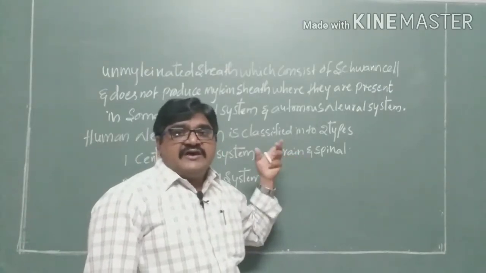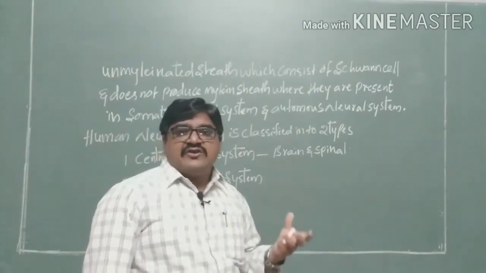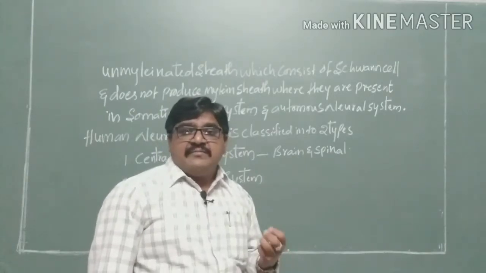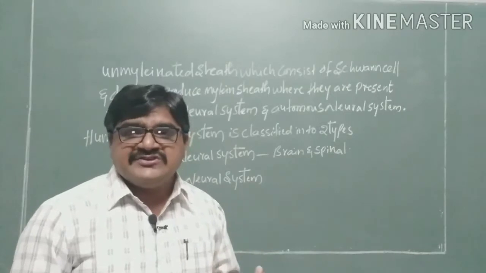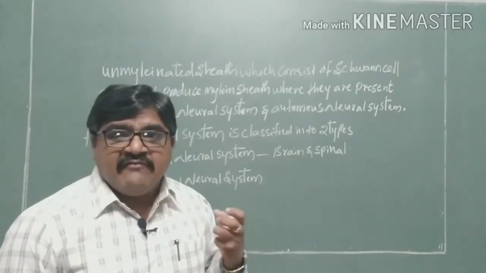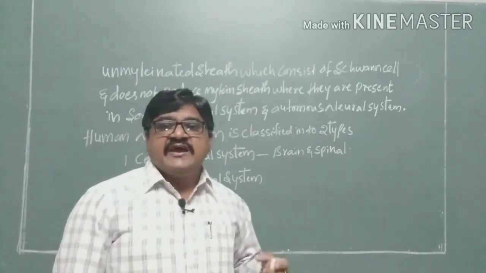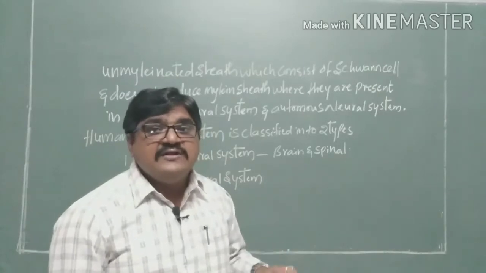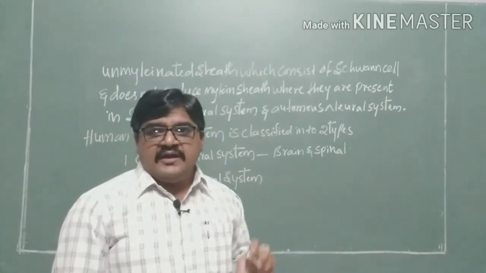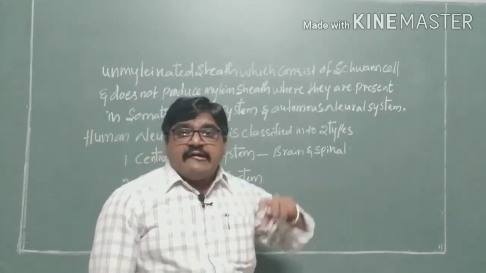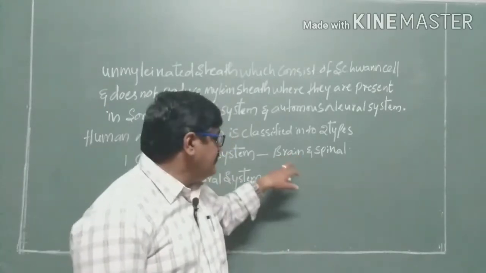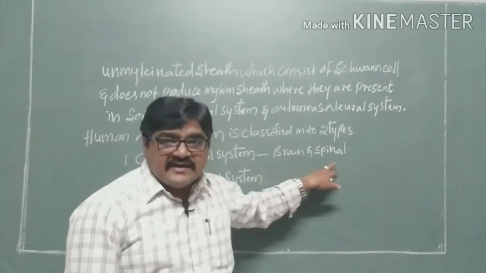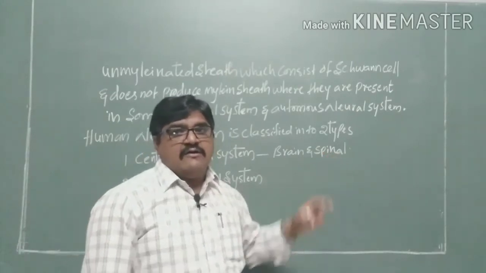When the brain is working, you are in consciousness. When you are conscious, the brain is in a working condition. It controls and coordinates all other parts of the body, due to the presence of the brain as well as the spinal cord.